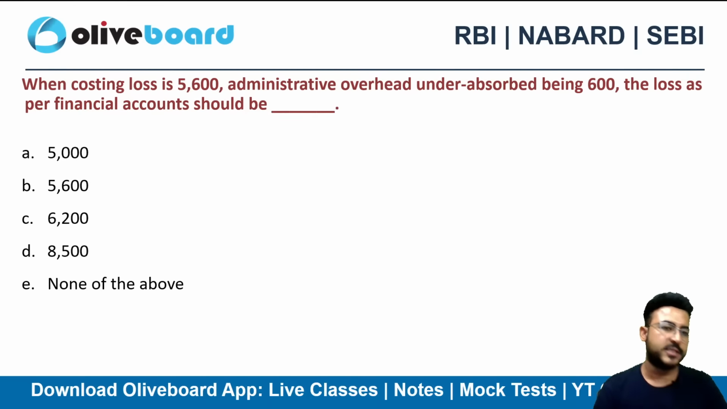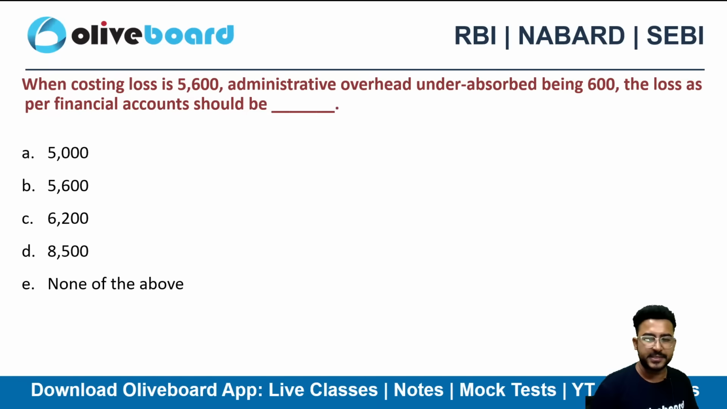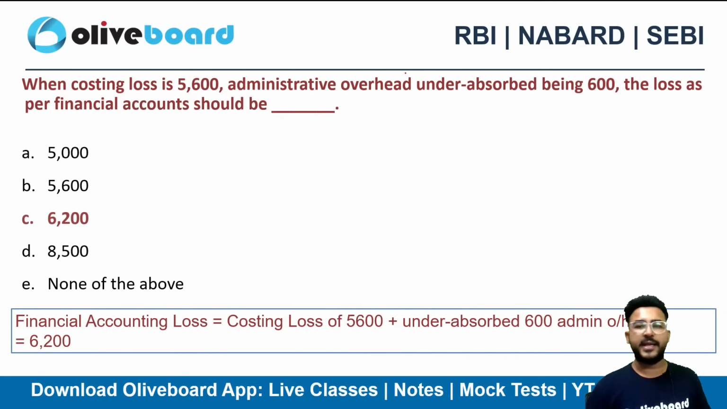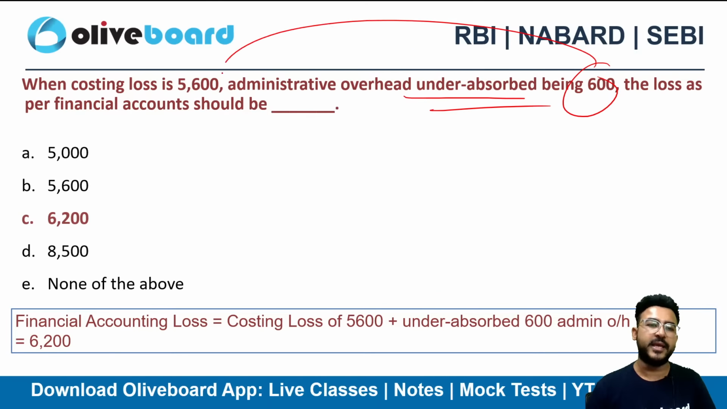Next one, when the costing loss is 5600, the administrative overhead under absorbed being 600, what will be the loss as per the financial accounts? I don't think this question will come in your IFSC exam. Still I am covering. It is there in your course, but I will say these kind of questions are not coming in the IFSC exam. Rather, it can come in SEBI exam. 6200 राइट, क्योंकि वहां पे अंडर एब्जॉर्प्शन हुआ है, एब्जॉर्ब होना बाकी है. तो फाइनेंशियल अकाउंटिंग में तो अंडर ओवर एब्जॉर्प्शन होता ही नहीं है. सो दैट विल बी 6200 ओनली. पर ये क्वेश्चन का आने का चांस ज़्यादा सेबी, PFRDA इन तरह के एग्जाम्स में होता है रादर देन IFSCA.